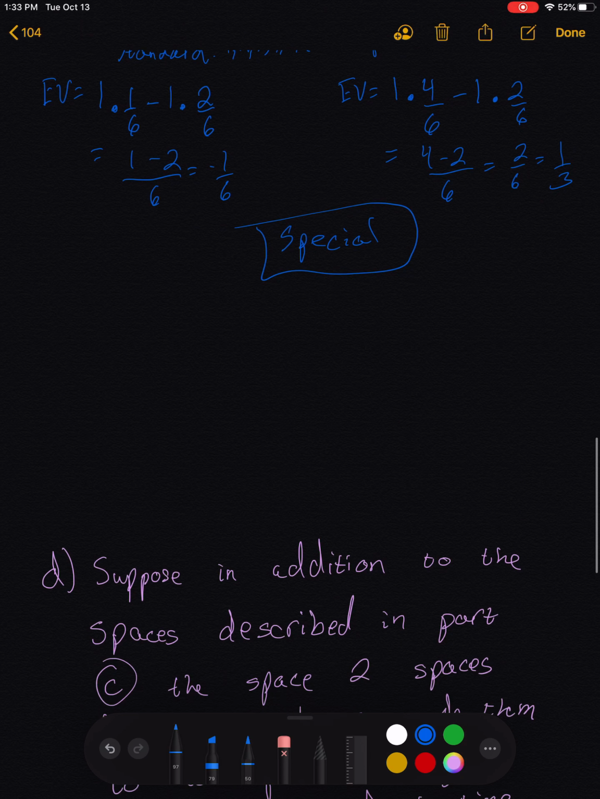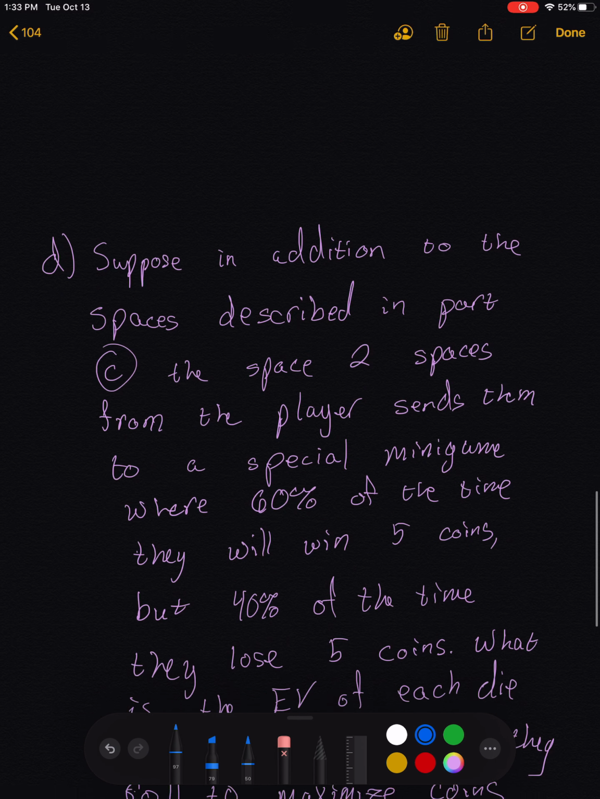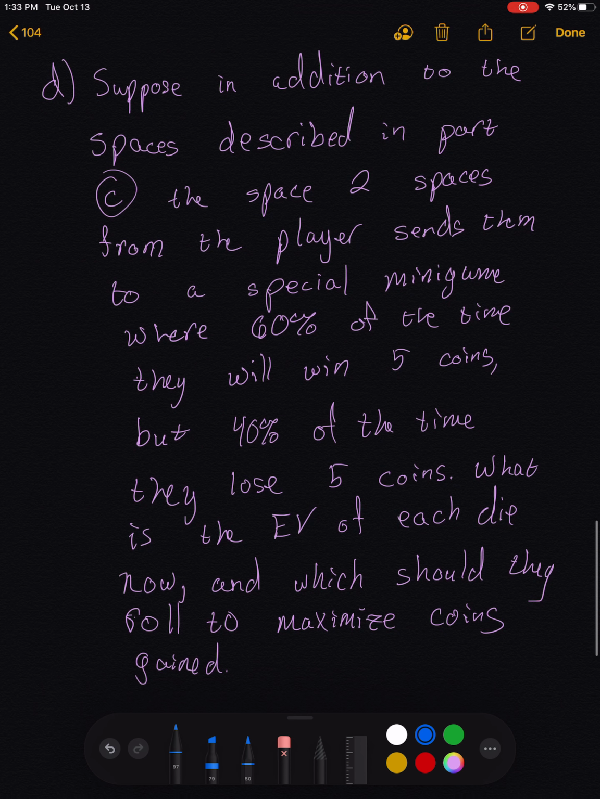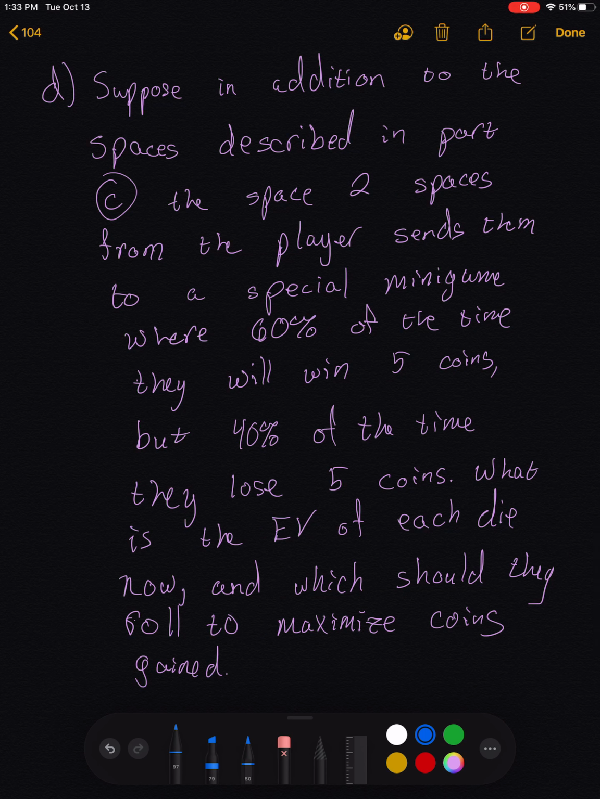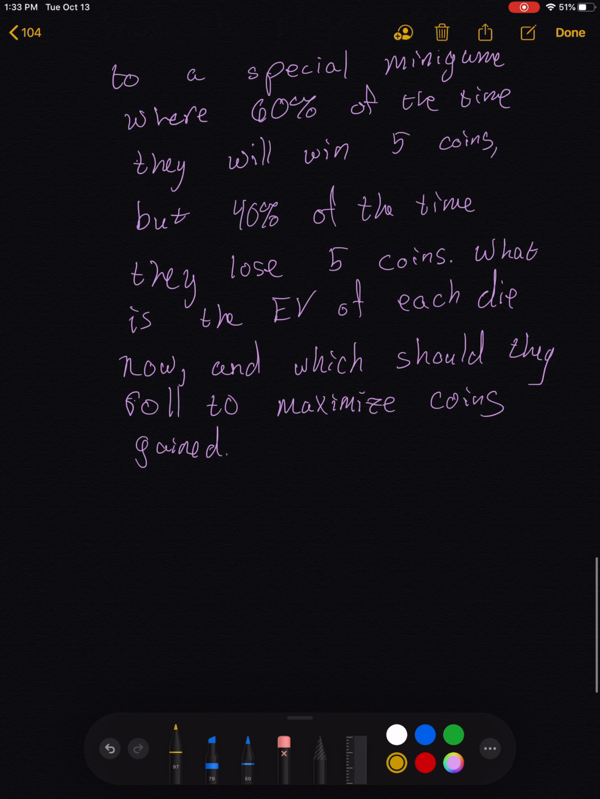Okay, let's take a look at one more condition to make this a little more complicated. So suppose, in addition to the spaces described in part C, so the one we just did, so that was 3 spaces away we gain 1, 4 or 5 spaces away we lose 1. The space 2 spaces away from the player now sends them to a special minigame where 60% of the time they will win 5 coins, but 40% of the time they will lose 5 coins. Now the question is, what is the expected value of each die, and which one should they roll to maximize the coins gained?